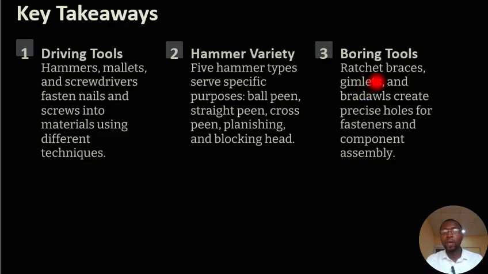And then lastly, we went into the boring tools that are used for making holes. And then we have the ratchet brace, which is used for making different kinds of holes. The ratchet brace is just a tool that can hold different bits, and these bits are designed for different purposes. Then we talked about the gimlet also and the brow door. All of these tools, we say they make holes with precision.